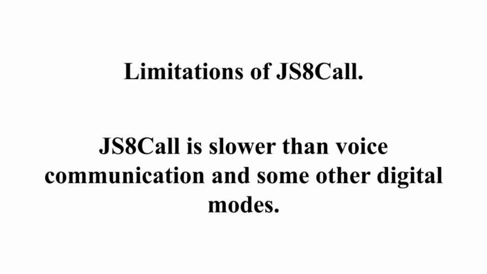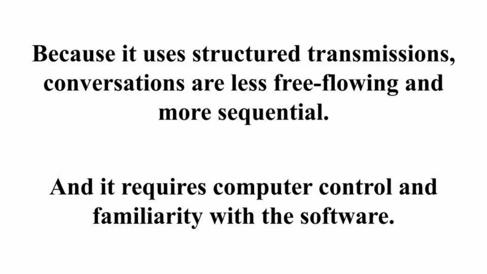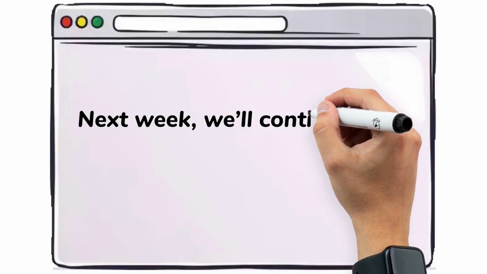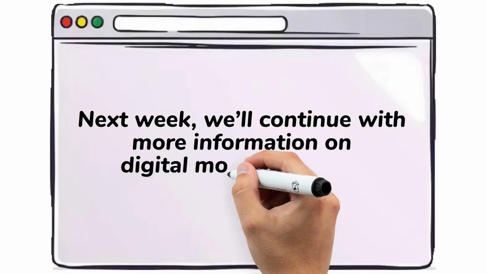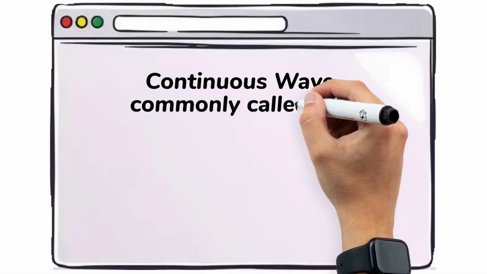Limitations of JS8Call. JS8Call is slower than voice communication and some other digital modes. Because it uses structured transmissions, conversations are less free-flowing and more sequential, and it requires computer control and familiarity with the software. Next week, we'll continue with more information on digital modes, such as continuous wave, commonly called CW, practical application scenarios, and Meshtastic.